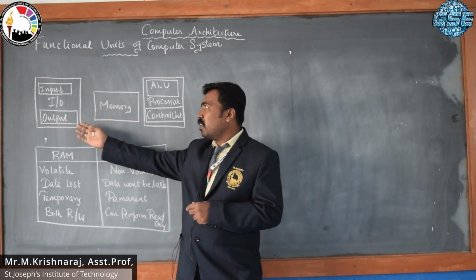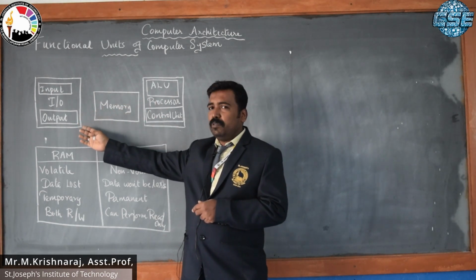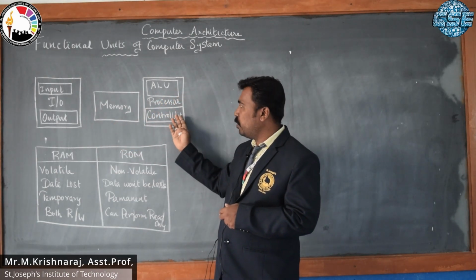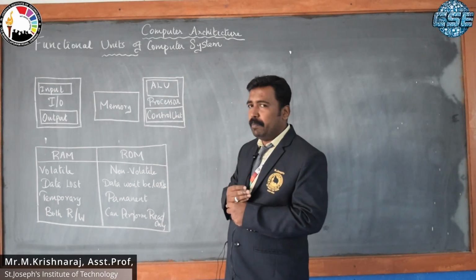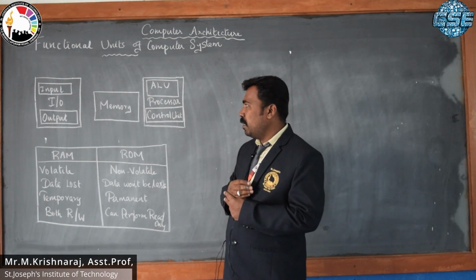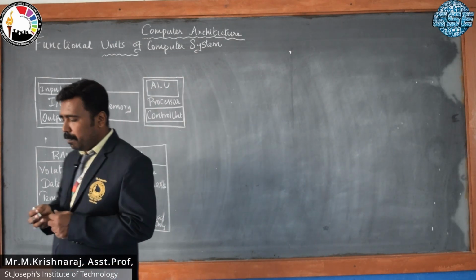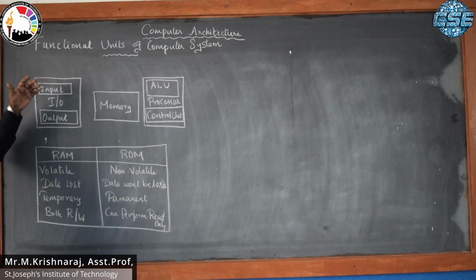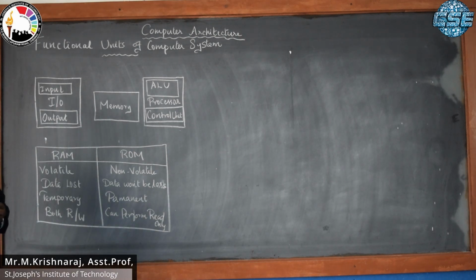So this is a very important unit in the CPU. When you talk about the functional units of a computer: input output unit, memory unit, ALU and control unit. The ALU and control unit together are called the CPU, nothing but the processor. So this will be the brain of the computer. When you talk about input units, there are so many input peripherals, like keyboard, mouse, scanners, joystick, webcam. So many input devices or input peripherals are there.